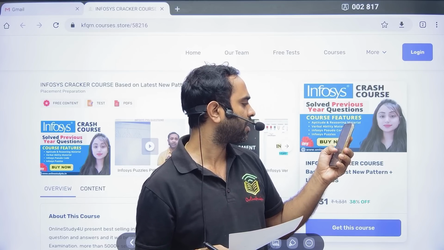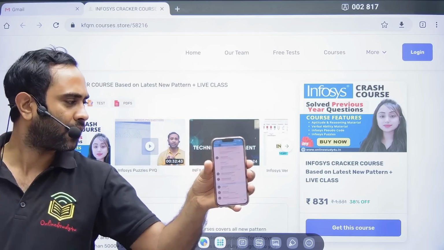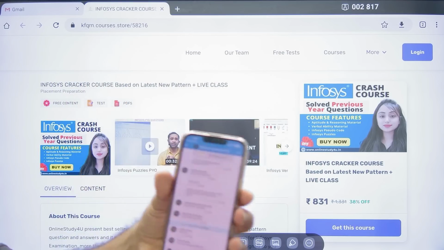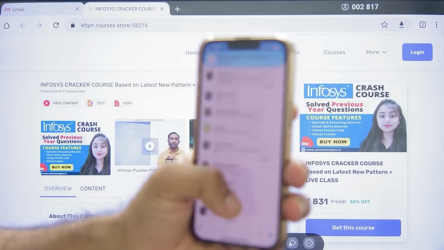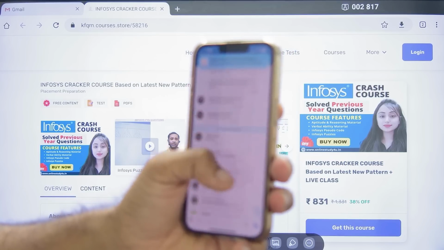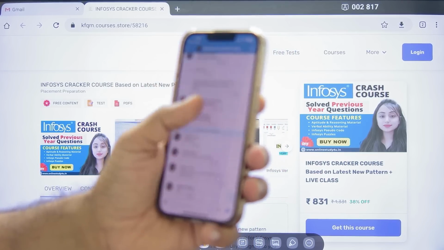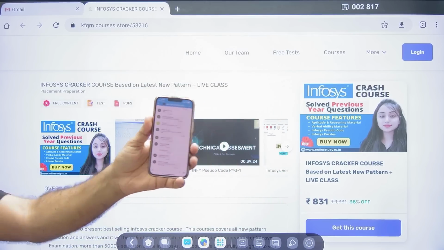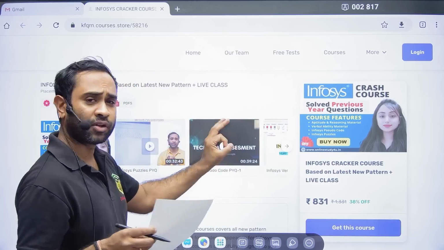So here, guys, the paper was easy, really good. This is the group, I don't know if you'll be able to see it or not. This is the crash course group, so you can go and see. All the discussion is going on here, and it is clearly mentioned that the paper was easy, really good. So I hope these things are clear to you.